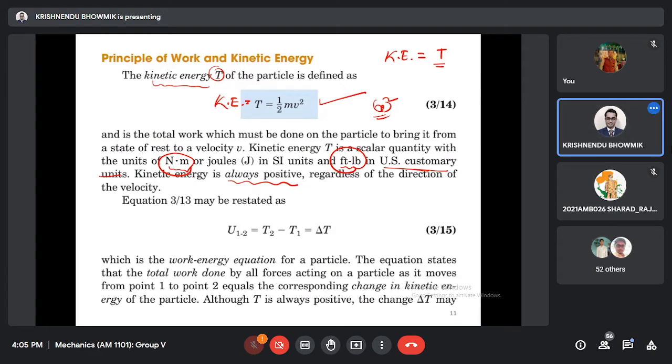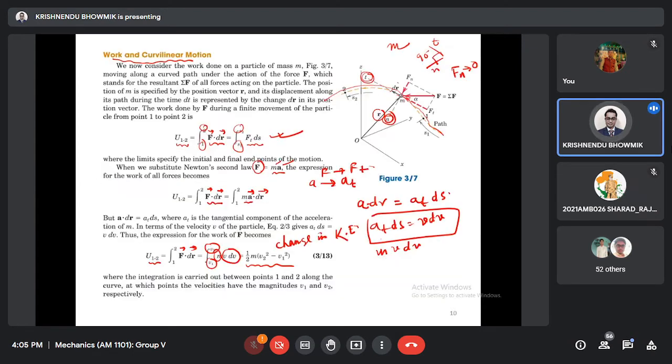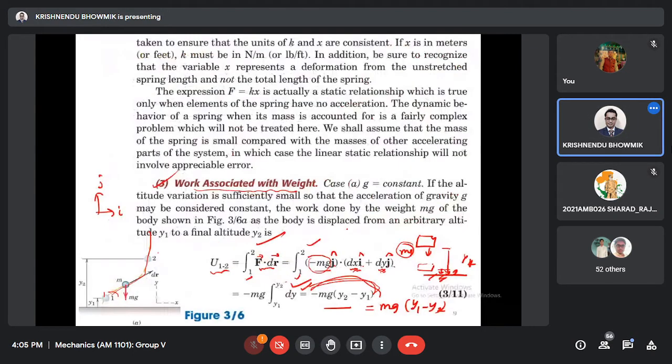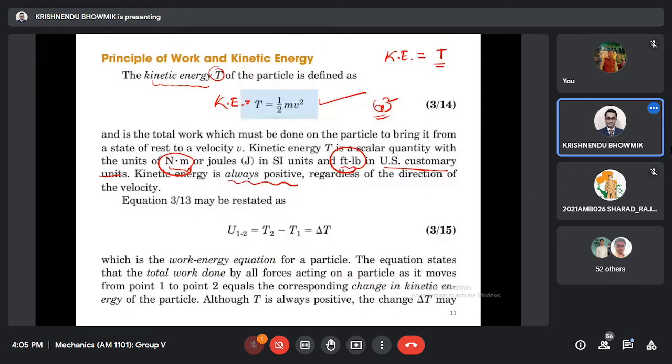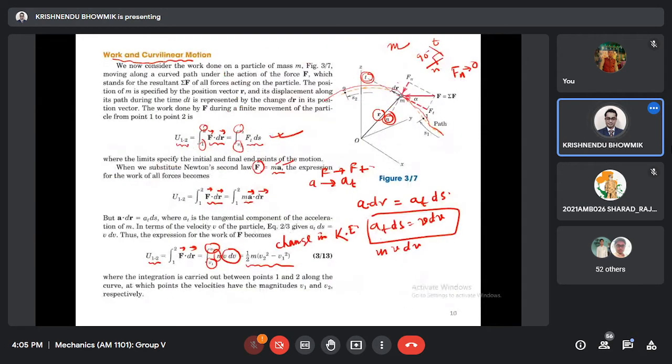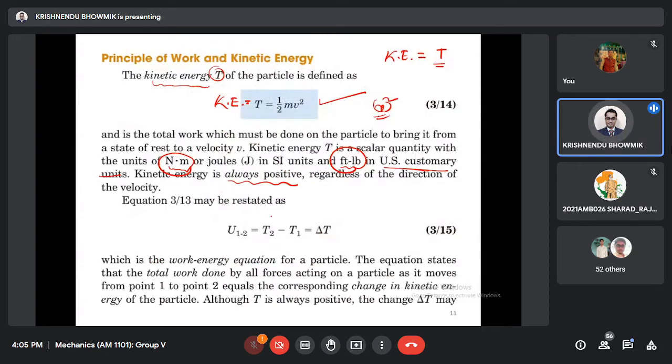Now the 3.13 expression, let me check. Yes, this is the 3.13 expression: U12 equals half m v2 squared minus half m v1 squared. Somebody can write this as half m v2 squared minus half m v1 squared, or delta T. This is the change in kinetic energy. So this equation is known as the work energy equation.